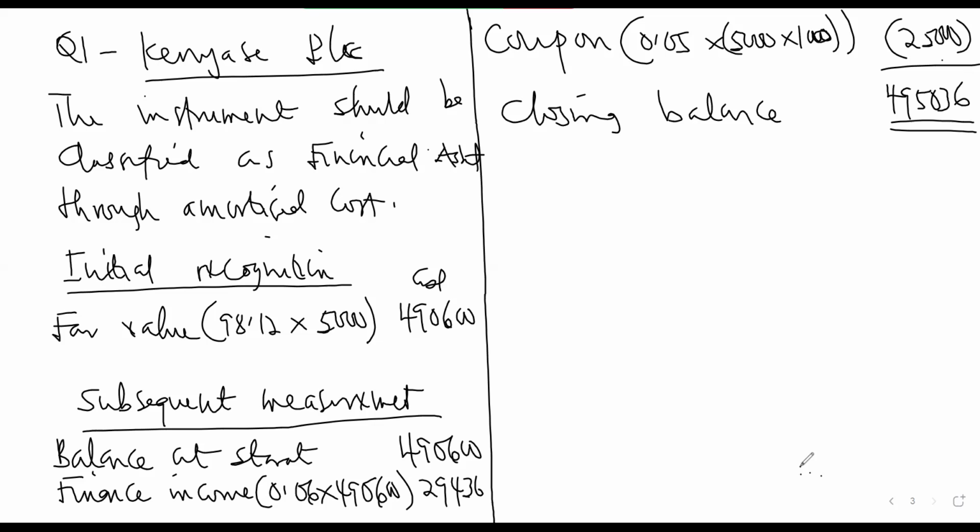So the actual interest, assuming there is no discount, should be 25,000. Assuming there is no premium, should be 25,000. But why are we having 29,000 now? The discount has been added to the actual interest. The premium, which is an income, has also been added. That is why we are having 29,000.